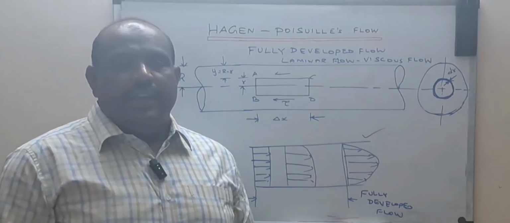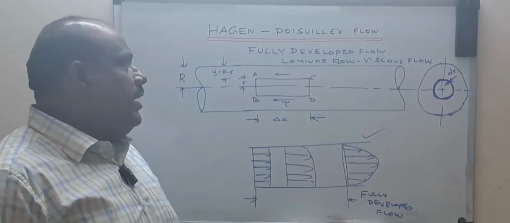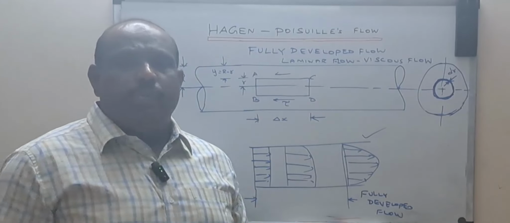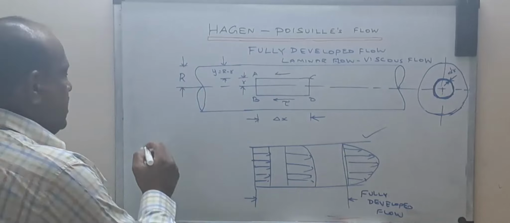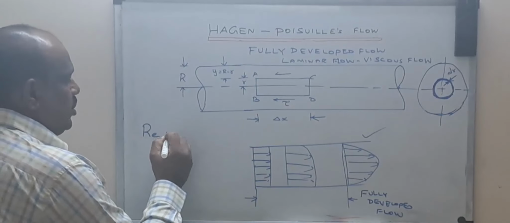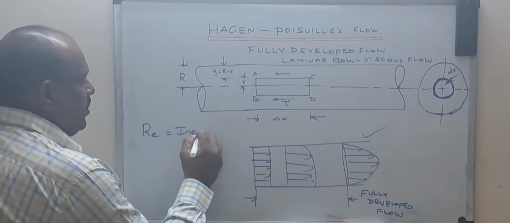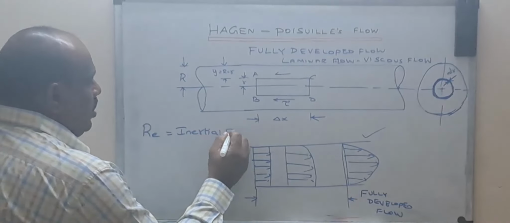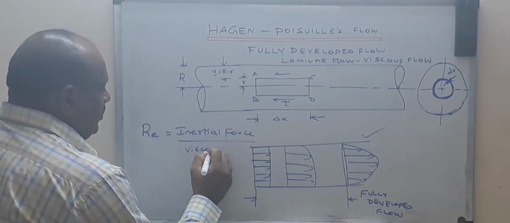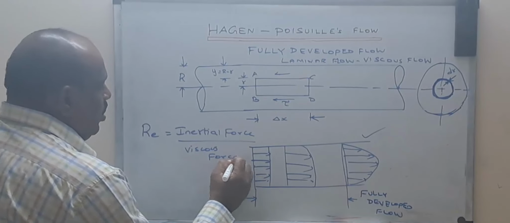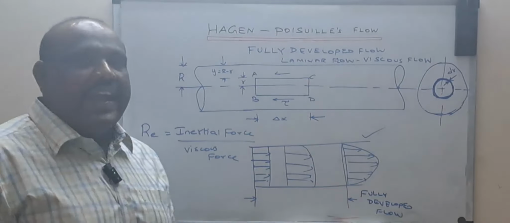Then it's called what? Hagen-Poiseuille flow. As well, this flow will not contribute to the turbulence characteristics. Why? We know that Reynolds number is nothing but a ratio of inertial force to the viscous force. So here the viscosity effect will be very high.